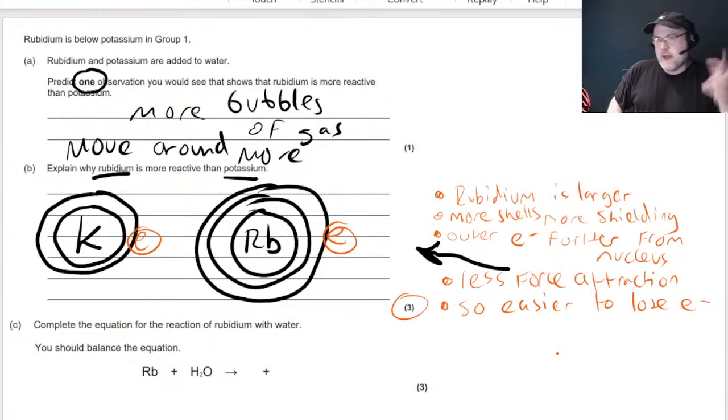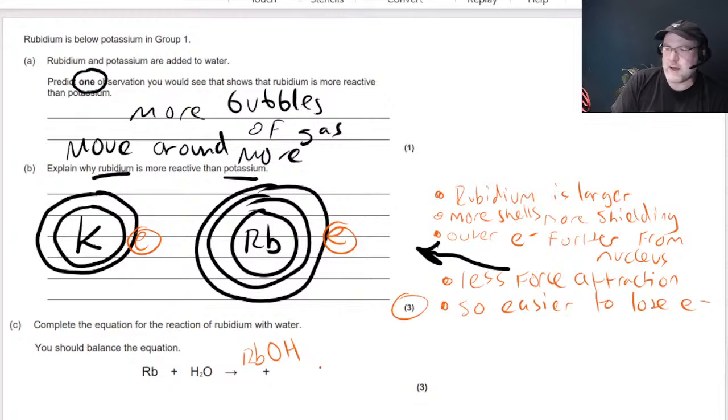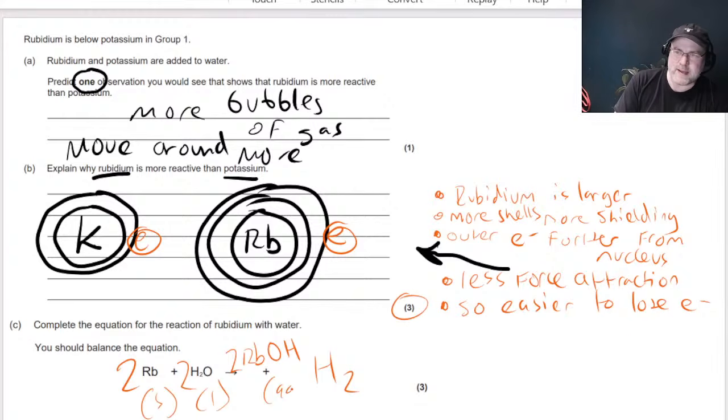Anywho, there we go. Right, and then this one, don't get it twisted. This is exactly the same as the equation I just did. Rb plus H2O. So you need to get to know it's going to form RbOH and H2. And then you're going to balance it. And once you know how to balance it, it's just 2, 2, 2 for the group 1. 2, 2, 2. There we go. And then state symbols. It doesn't say put the state symbols in, but solid, liquid, AQ, which is the alkaline solution, and bubbles are gas. Right, let's move on.